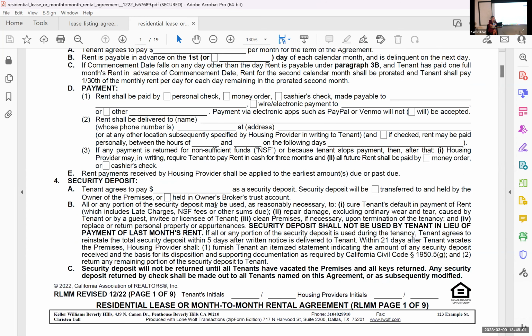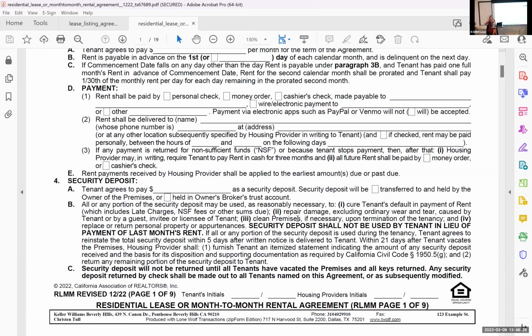So what can security deposit be used for? As reasonably necessary. So if a tenant is in default of rental payment, which includes late charges, non-sufficient fees, or other sums due, although not in the city of Los Angeles, I want you to be very careful about this. Do not advise your clients that they can take rent funds from deposit funds. The city of Los Angeles was funny.